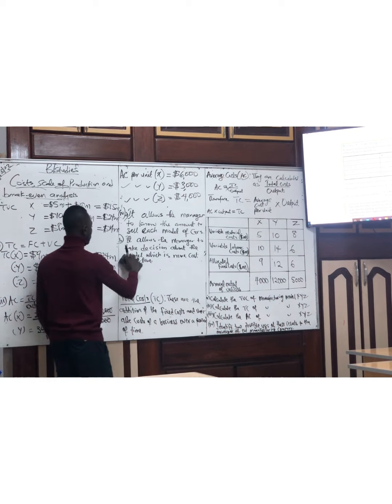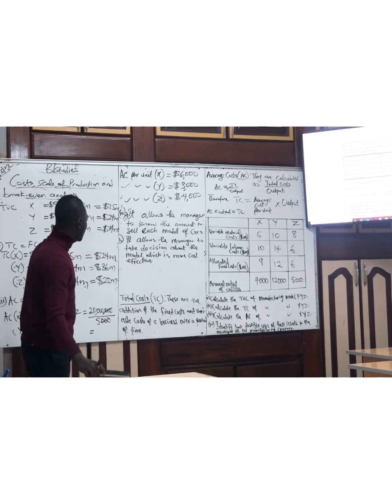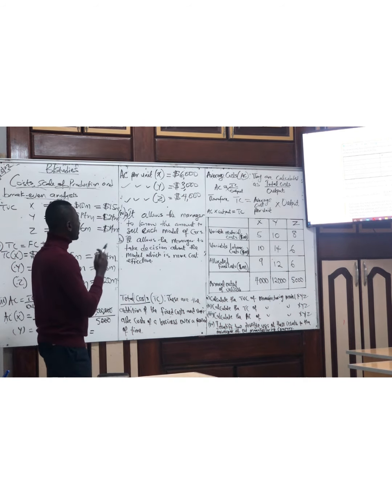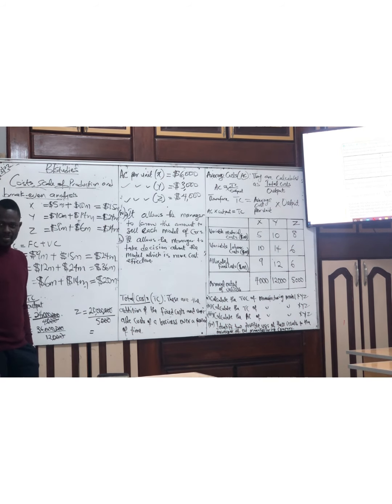So look at what I wrote here. Stop writing, please. Look at the first thing I wrote. I wrote, it allows the manager to know the amount to sell each model of cars. One. And two, it allows the manager to take decisions about the model which is more cost effective. Is it clear? Yes. Please write.